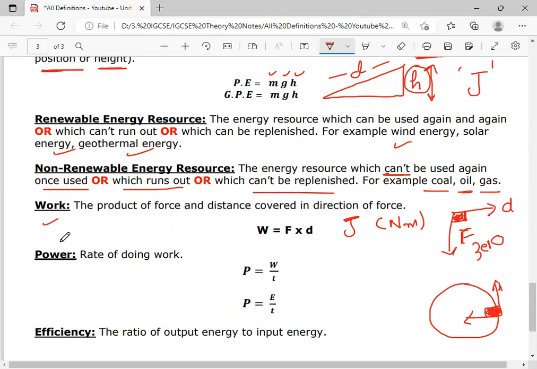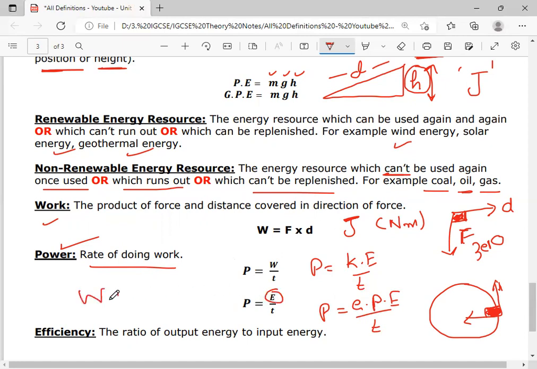Then another definition is the definition of power. And the definition of power is very easy. Rate of doing work is called power, or work done in unit time is also called power. The formula of power is equal to work over time, power is equal to energy over time. Sometimes we can write power is equal to kinetic energy over time, and sometimes we can write power is equal to gravitational potential energy over time as well, because kinetic energy and potential energy are types of energies. And the unit of power is watt, and it is represented by capital W.